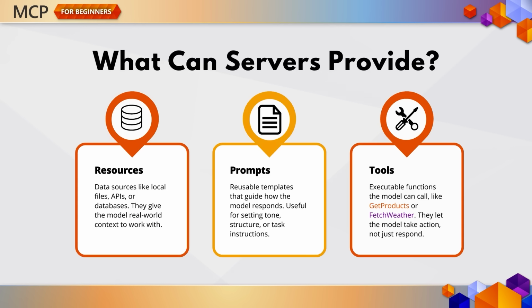Servers can provide three kinds of features. First, there's resources like local files, database entries, or external APIs. There's also prompts, which are templates that guide AI behavior. And then there's tools, which are executable functions that models can call, like get products or fetch weather.